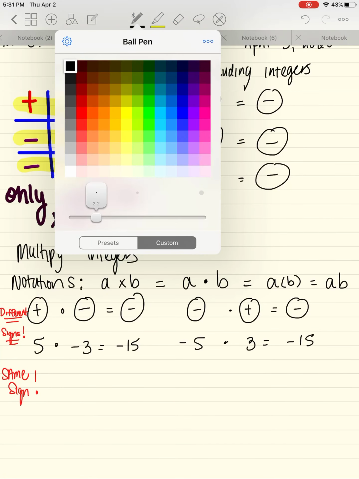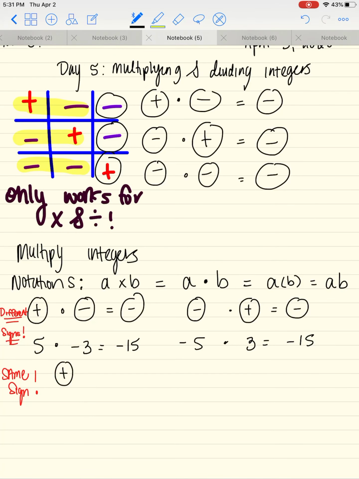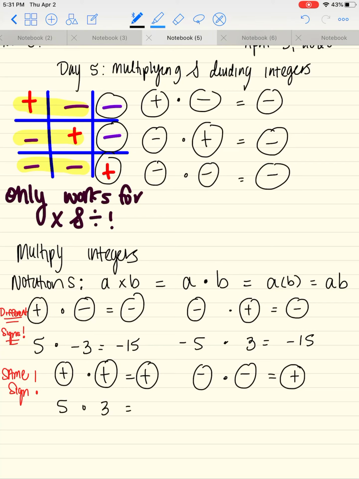Okay, well, when you have the same sign, you're either going to have a positive times another positive, which is going to be a positive, or you'll have a negative times a negative. If you look at your tic-tac-toe, negative times negative, right here in blue, is also a positive. So when you have the same sign, they're positive. Keep that in mind. We'll say, for example, 5 times 3. We know what 5 times 3 is. Count by 5s 3 times. That's just 15.